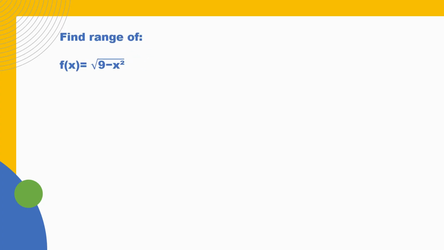Look at this. This question looks tricky. Find the range of f of x equals under root (9 minus x squared). Most students think that here domain and range are equal, but this thinking is not correct.